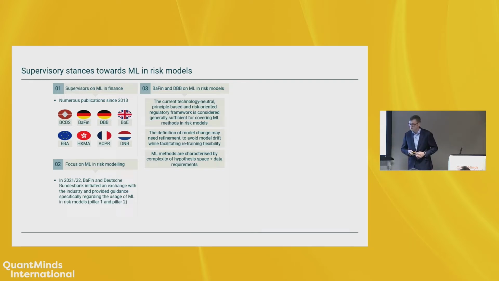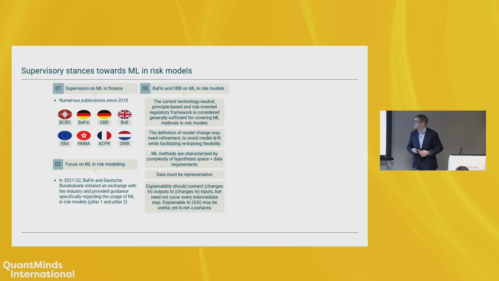Now, the supervisor also tried to characterize what machine learning actually is and how it is to be distinguished from classical models. And the notion of complexity of hypothesis space was brought up. I'll say a few words on that in a minute. Data must be representative, and explainability is a central topic. From what I've seen in the texts, it's probably not going to be a strict requirement to be able to interpret every single intermediate step. It's more about being able to explain changes in the outputs and trace them back to changes in the inputs. So anyway, explainability will of course be a supervisory focus.